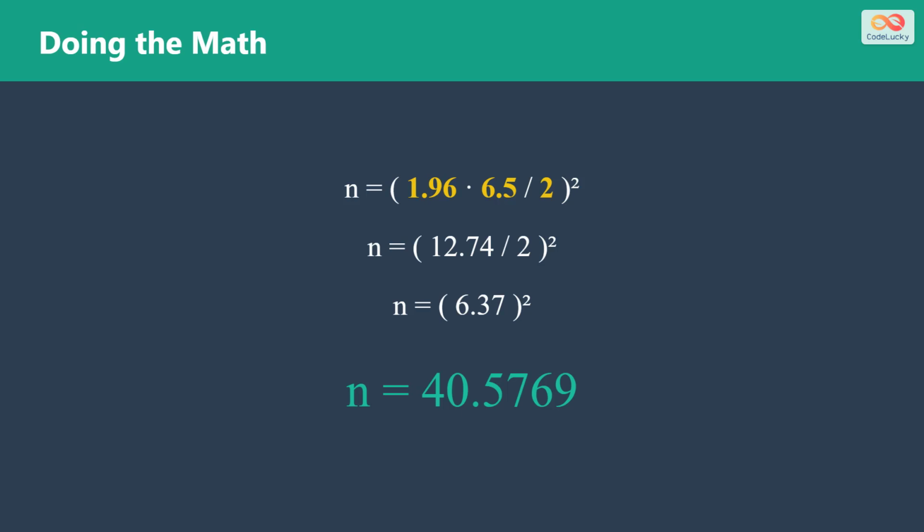Now we plug these numbers into our formula. N equals (1.96 times 6.5 divided by 2) squared. This simplifies to 12.74 divided by 2. We square 6.37, giving us 40.5769.